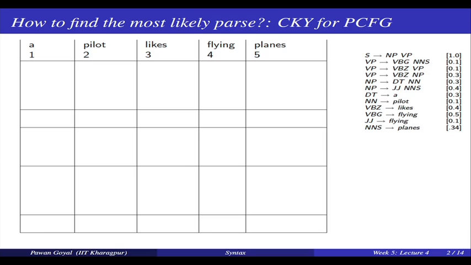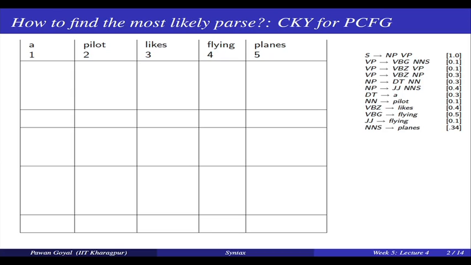So, let us take an example. We have this PCFG. What you are seeing here is that with each rule you have a rule probability as well, and you can verify that all the probabilities starting from a given left-hand side will add up to 1. Now, I want to find out the most likely parse for the same sentence, a pilot likes flying planes. For that, I need to find out the probability with which I can find a non-terminal S in the final position for deriving this whole sentence, 0 to 5.